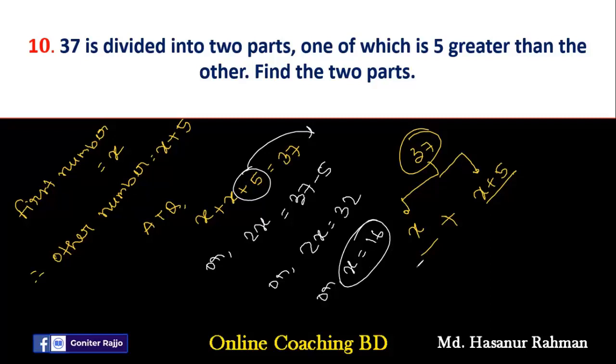So the first number is 16, other number will be 16 plus 5, that will be 21. Very simple. So 21 plus 16, that is 37. That is our final answer. So in this way, we can easily solve this chapter.